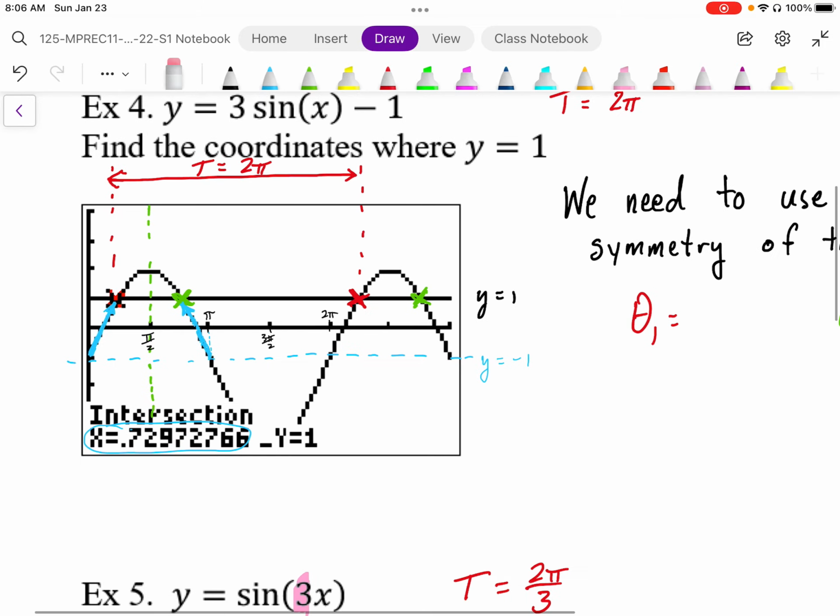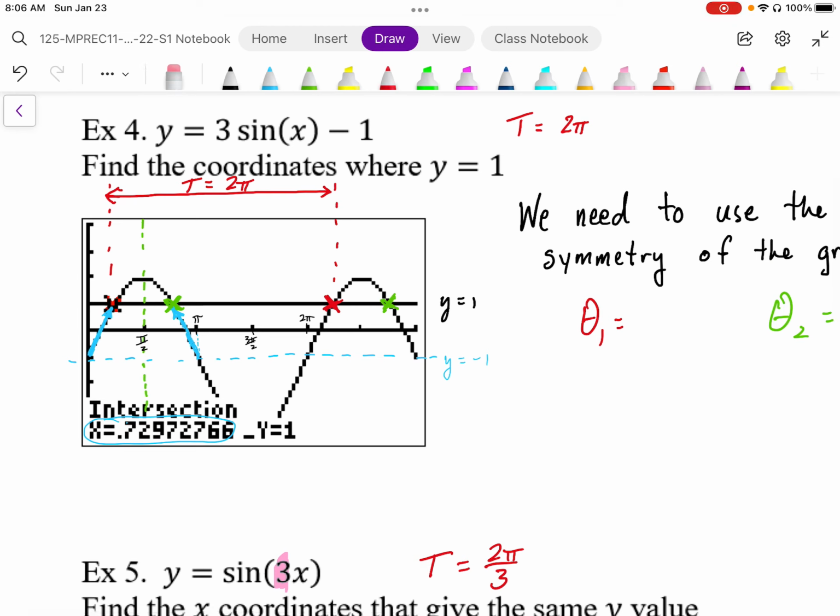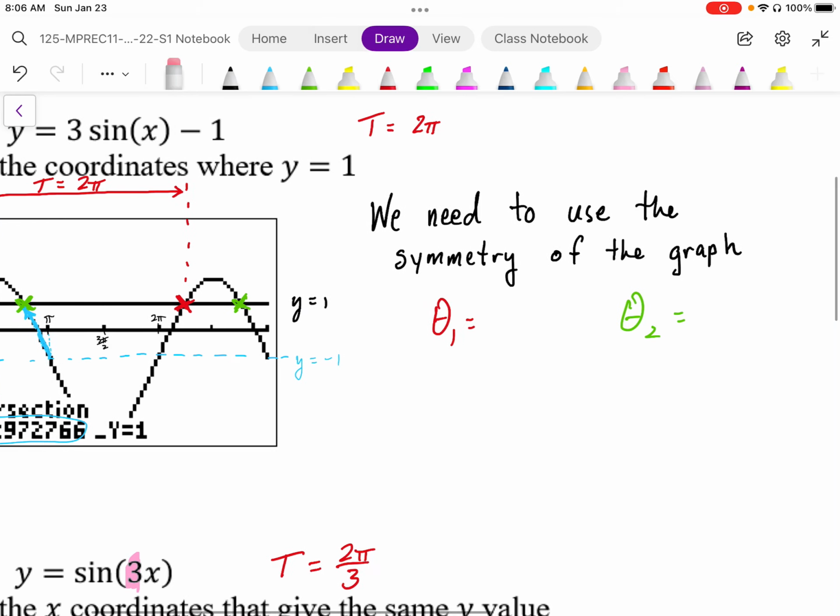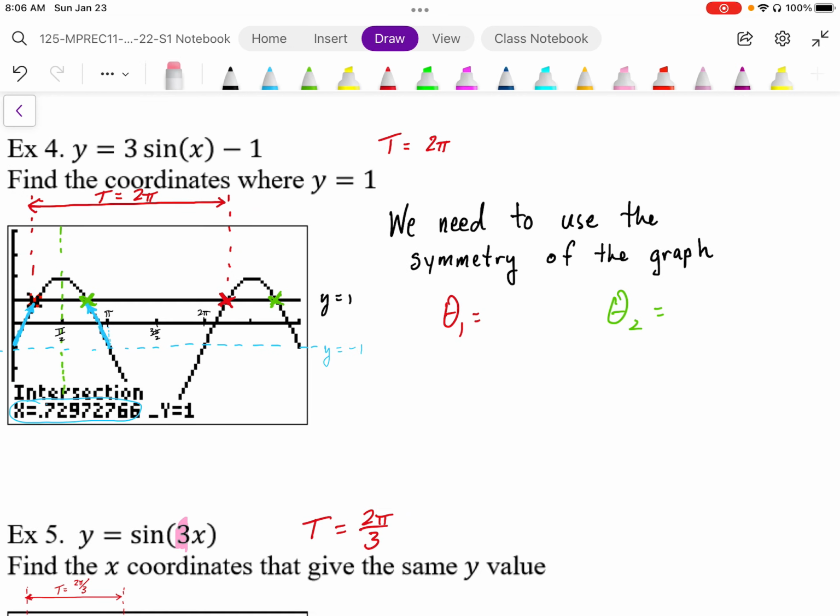So that angle, which I'll call theta 1, that first position, we're going to start at pi, and we're going to go backwards the angle that was given, because we know that symmetry exists through there. Oops, sorry, that is not going to be that one. That will be the green point, theta 2. So that green position, we're going to start at pi, and we're going to go backwards 0.73. The first coordinate is 0.73.